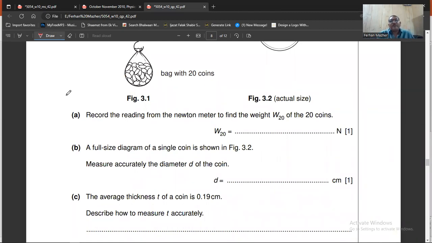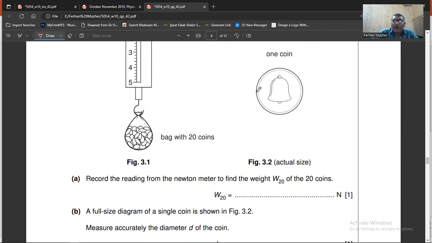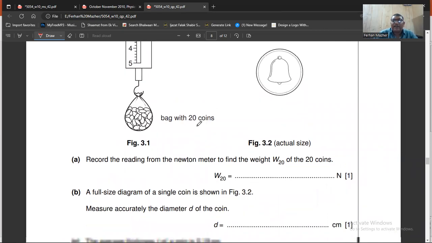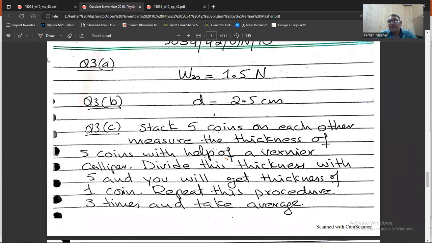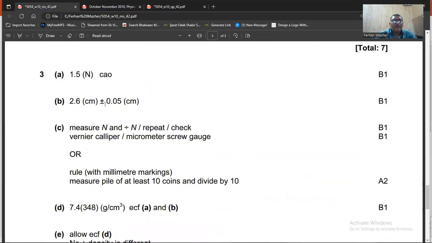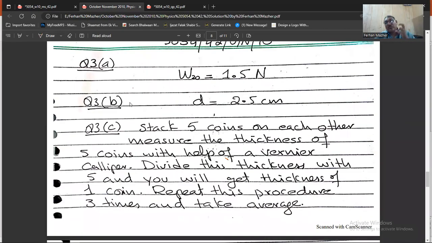Measure accurately the diameter D of the coin. Take a scale and check how much this diameter is. Whatever reading you get, just write it here. I have done this and I found it to be 2.5 centimeter. So 2.5 centimeter is within 2.6 plus or minus 0.05. Because of the photocopy, whenever you photocopy a paper, the diagram shrinks. So whenever we measure the length, it's a little bit smaller than the accurate value. So our answer is right.